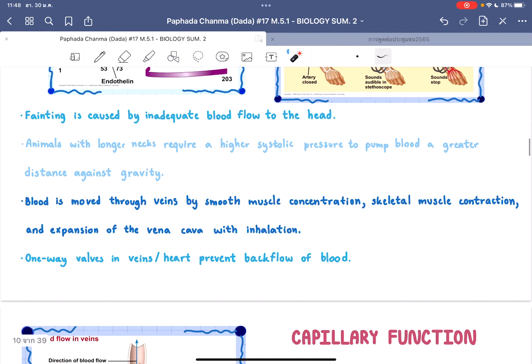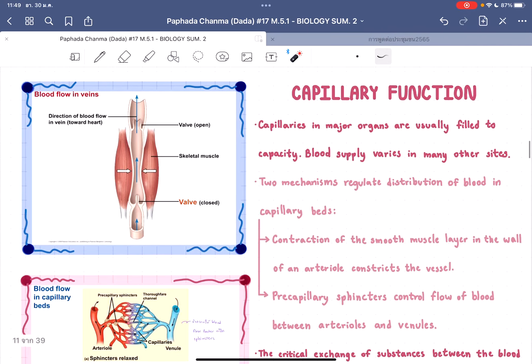Fainting is caused by inadequate blood flow to the head. Animals with longer necks require a higher systolic pressure to pump blood a greater distance against gravity. Blood is moved through veins by smooth muscle contraction, skeletal muscle contraction, and expansion of the vena cava with inhalation. One-way valves in veins or the heart prevent backflow of blood. Circulatory function. This was a picture of blood flow in veins.